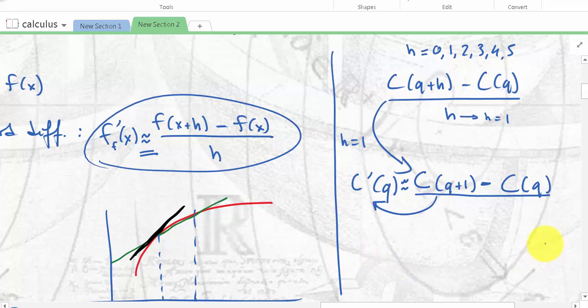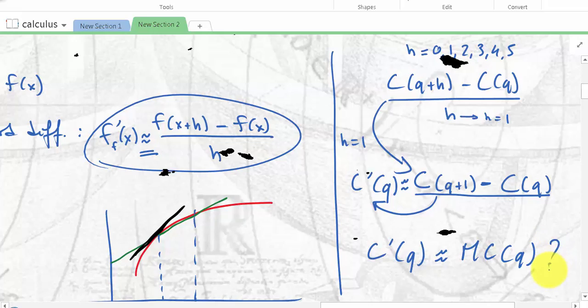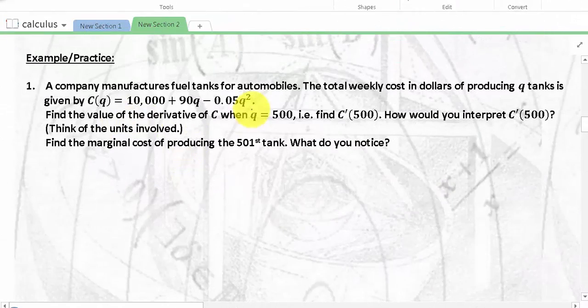Let's check out with one example how close this is. Right now I'm asserting that the derivative of the function at Q is very close to the marginal cost of the function at Q. Let's check it out with the first example.